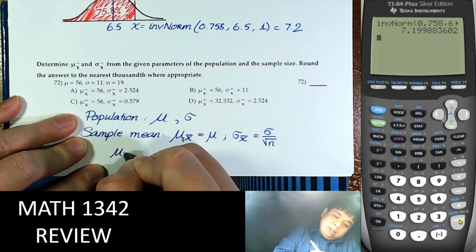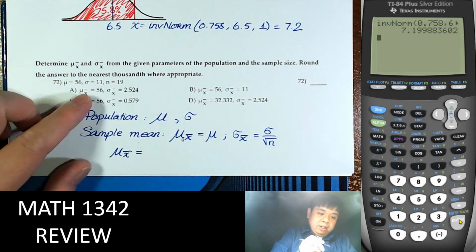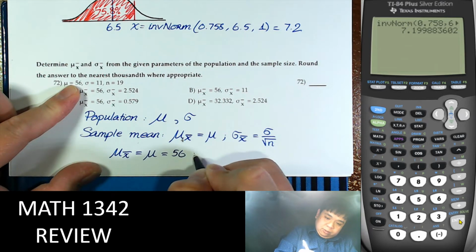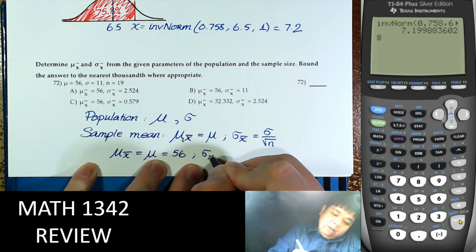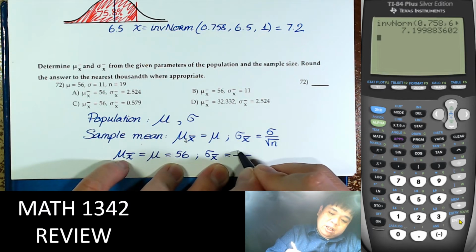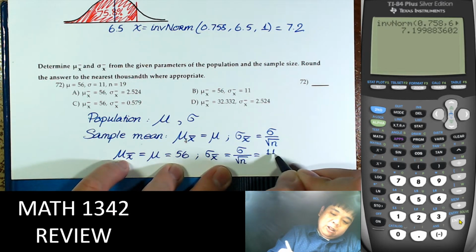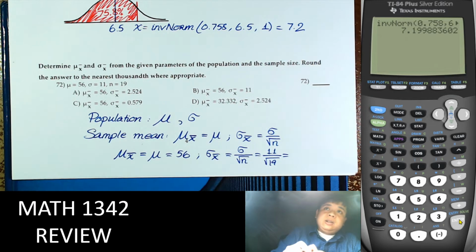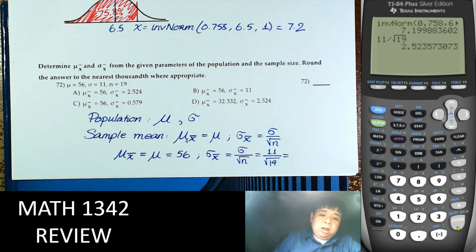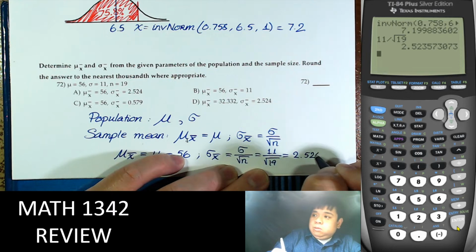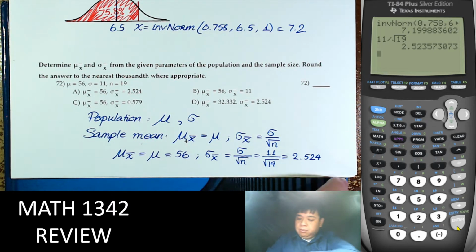So the mean of the sample mean is the same thing as the population mean, and the standard deviation of the sample mean is the standard deviation divided by the square root of the sample size. So we have 11 divided by the square root of 19, which is 2.524.